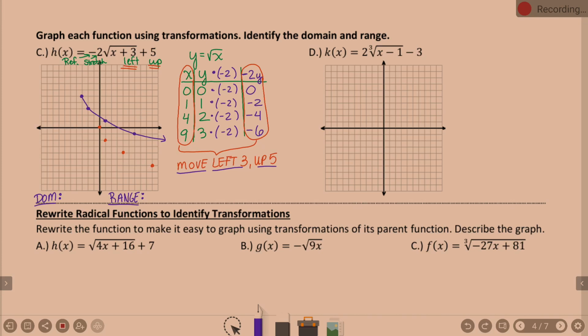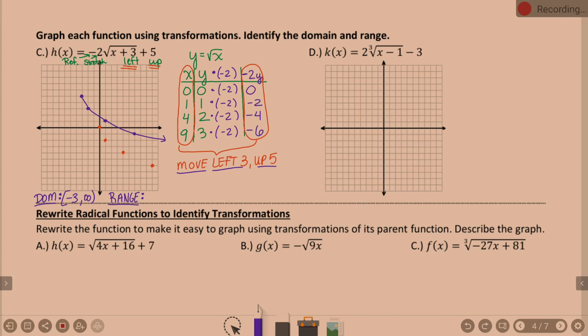Okay, domain. How far left are we going? This is what? -3. How far right are we going? Infinite. So my domain is? Bracket -3 to infinity. Bracket on -3 because that is a point. It is included. Infinity is a parenthesis.